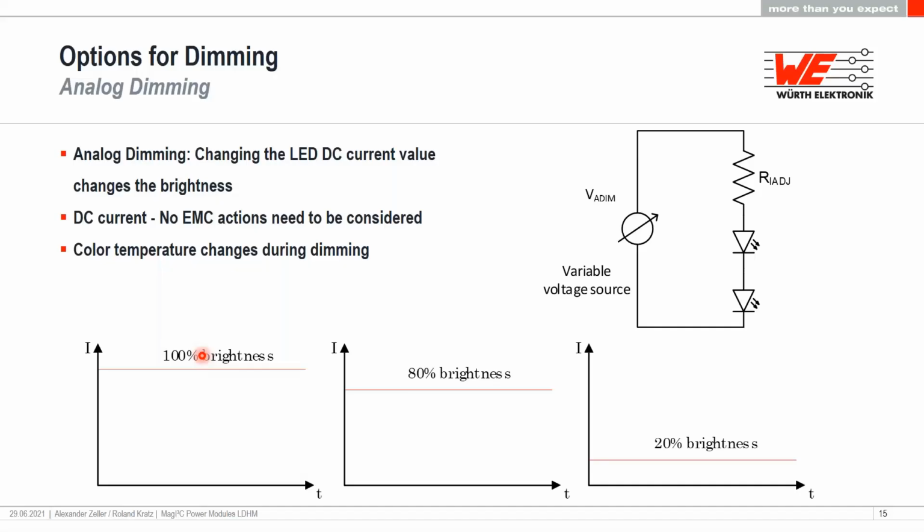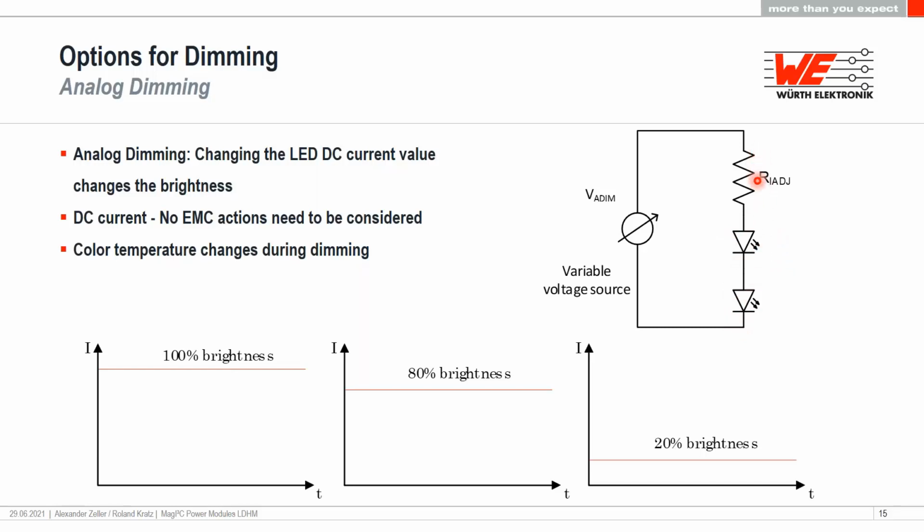The options for dimming. The first is analog dimming. It's a really good dimming, especially for signal LEDs, but you can also use this with high power LEDs. One example is you have, for example, a specific voltage of 5 volts here, and you have 2 LEDs with a forward voltage, for example, of 2 volts each.